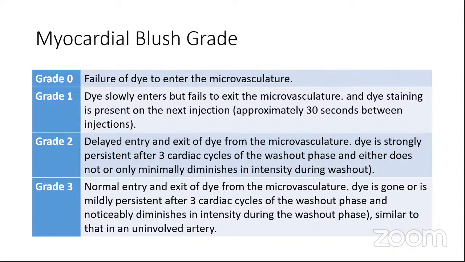Grade 3 has a normal entry and normal exit of the dye from the microvasculature. Dye is gone or is mildly persistent after 3 cardiac cycles of the washout, and noticeably diminishes in intensity during the washout, similar to that in an uninvolved artery.